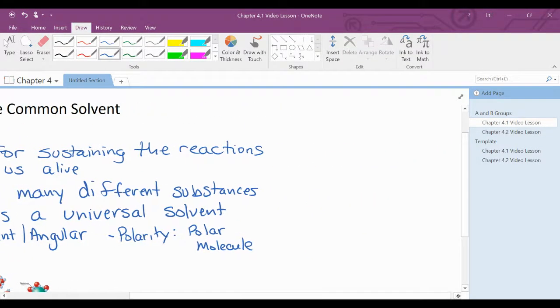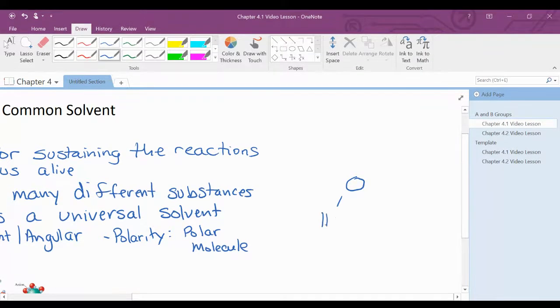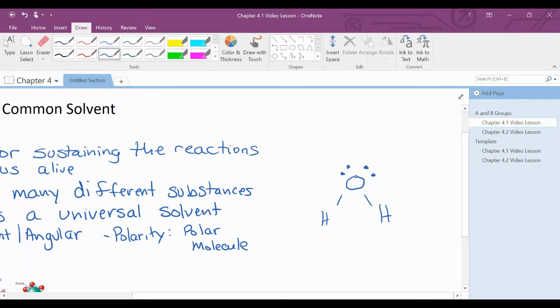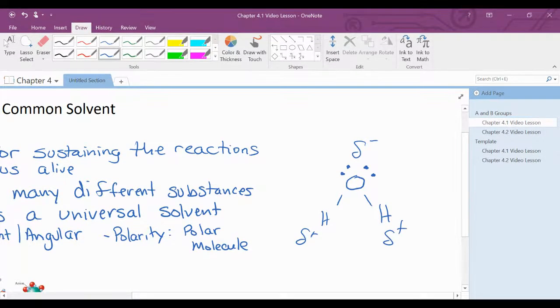So I'm going to draw a picture of a water molecule. It is one oxygen, two hydrogens. And it's bent because of these two unshared pairs of electrons on the oxygen. If you look up the electronegativity values on the back of your periodic table, oxygen has a higher electronegativity value compared to hydrogen. And so the electrons are more closely pulled towards oxygen than hydrogen. And so we have a partial negative charge on the oxygen and a partial positive on each of the hydrogens.